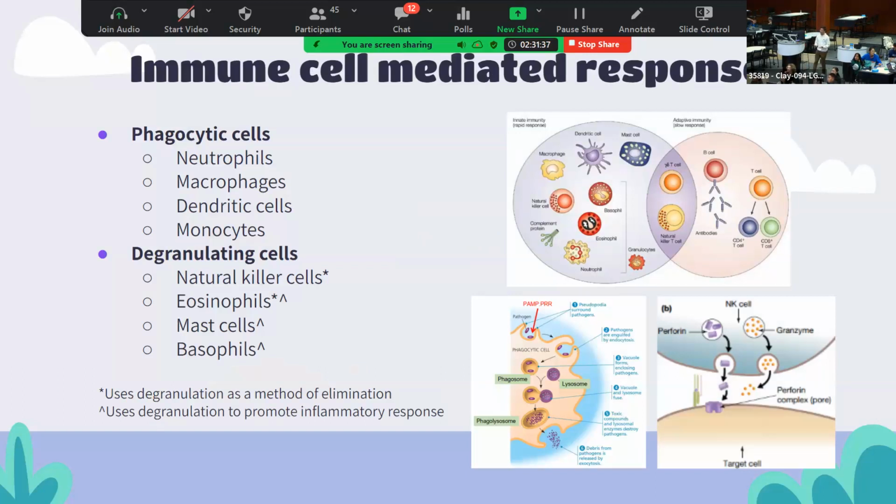So this will be gone over in James's lecture as well, regarding specific functions of these specific cells. But you can classify the innate immune cells into two different groups. You've got phagocytic ones and degranulating ones. Phagocytic: neutrophils, macrophages, dendritic cells, monocytes. Degranulating ones: NK cells, eosinophils, mast cells, basophils. Now, some of the degranulating cells, the first two notably, use that degranulation to kill microbes. So you can see in the bottom right image, using perforin and granzymes. And then you've also got some that only release cytokines and propagate the inflammatory response.